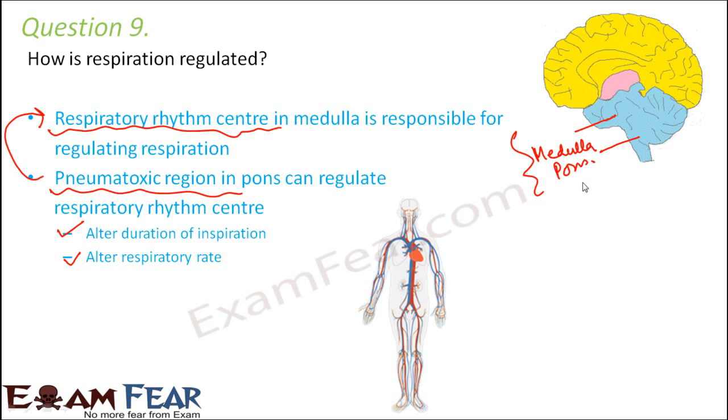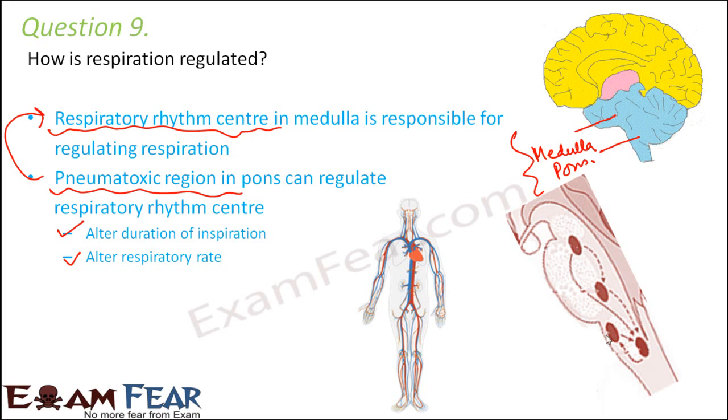If you look at a magnified image of the medulla and pons, you can see the different centers. This center which you see here is the expiratory center which controls the rate of expiration. Similarly, this center is the inspiratory center which controls the rate of inspiration. And this center which you see here is the pneumotaxic region or pneumotaxic center which is present in the pons. So this is how the process of respiration is regulated from the brain.